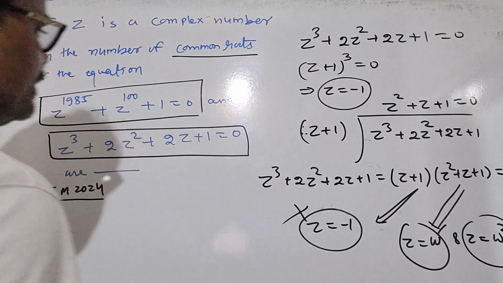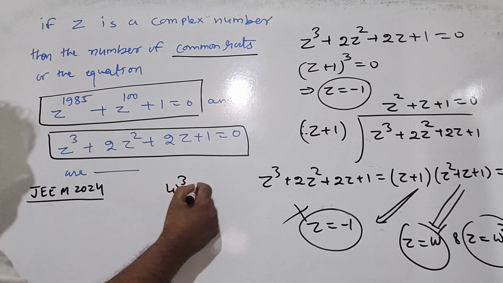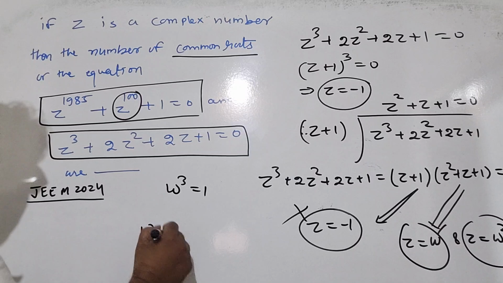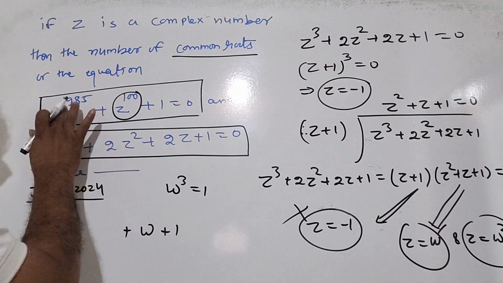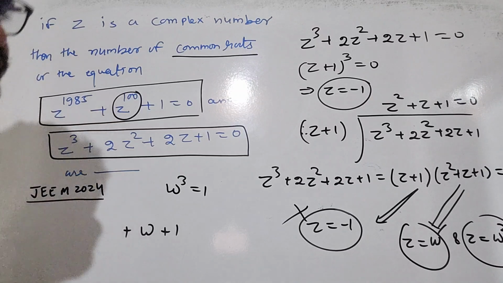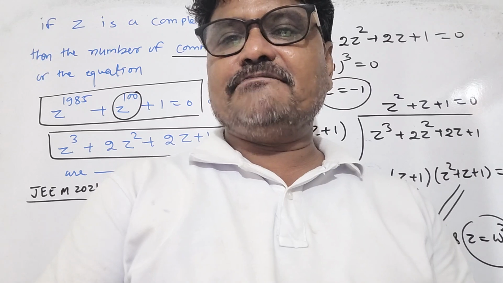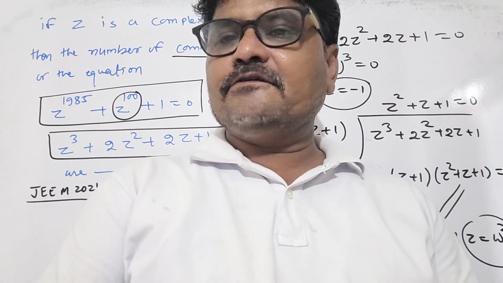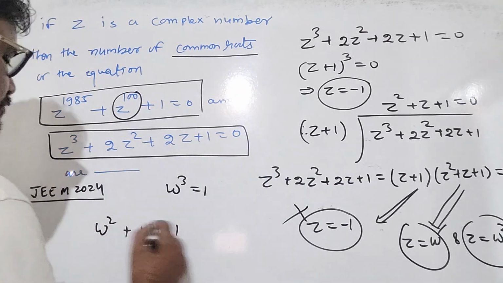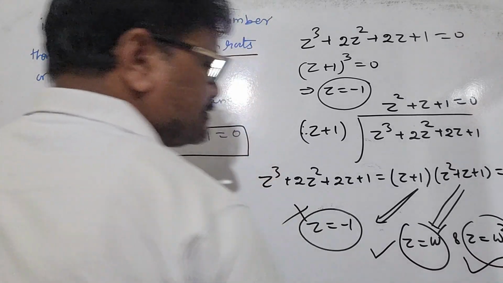Now coming to the omega. Omega, see, now omega to the power 3 equal to 1 we can utilize. So this becomes omega plus 1 and this is omega to the power 1985, which means 1985 divided by 3 leaves remainder 2, so that will be omega square. And 1 plus omega plus omega square is 0. So this is going to satisfy. And similarly, this is also going to satisfy.